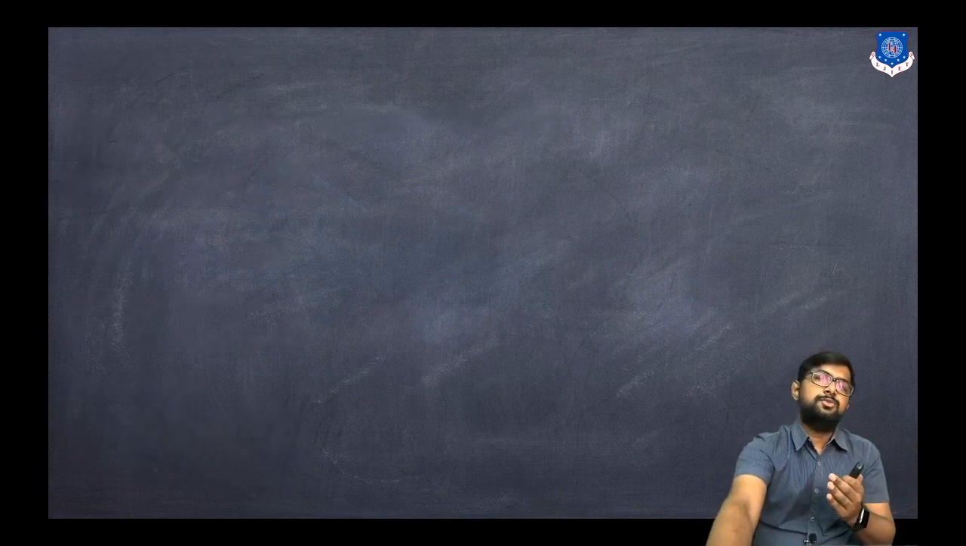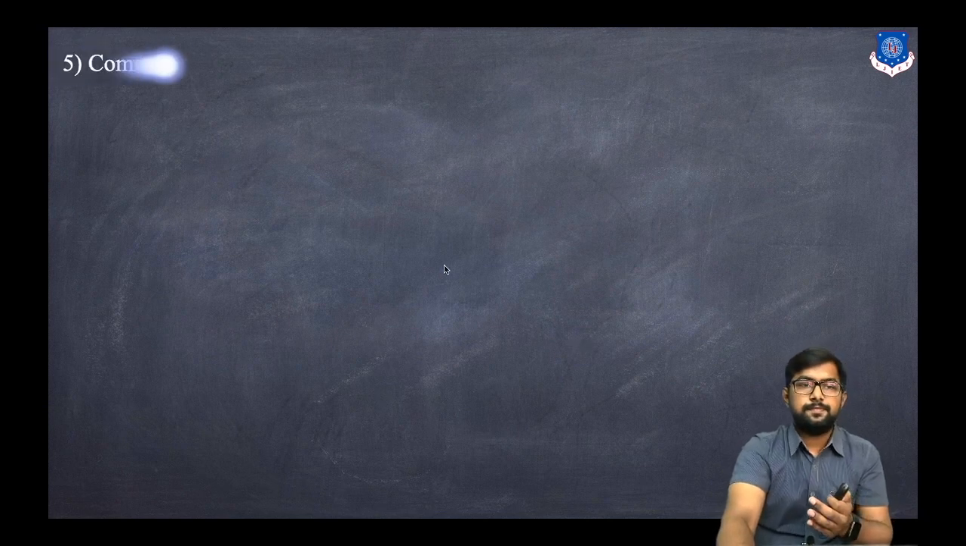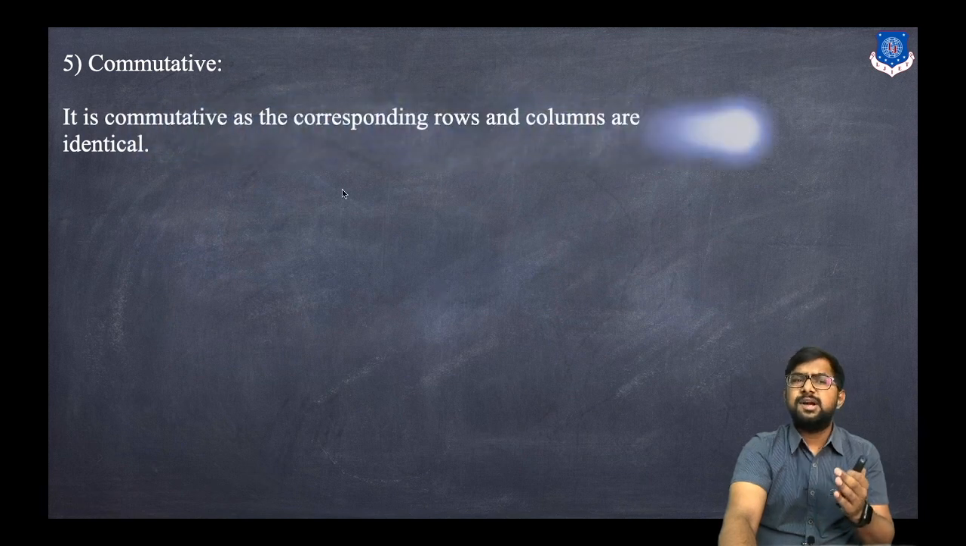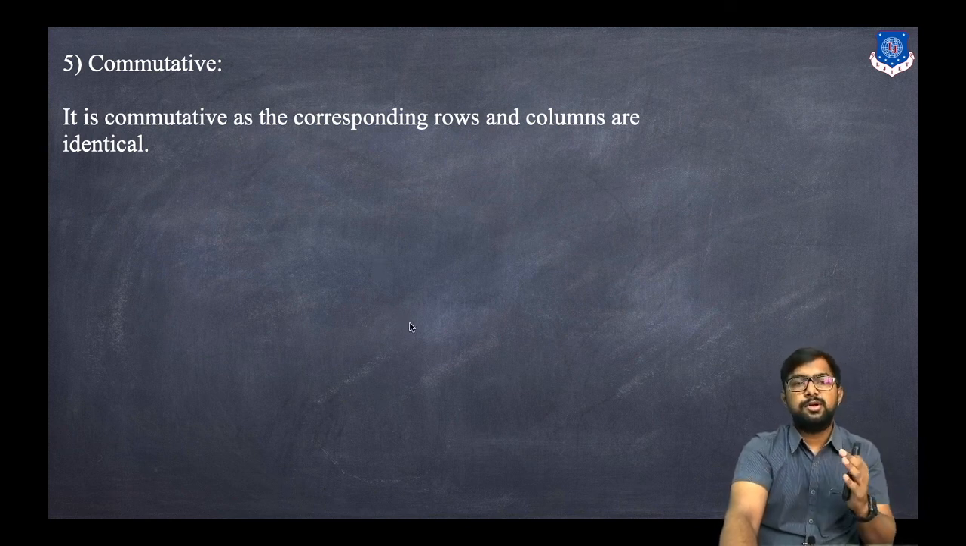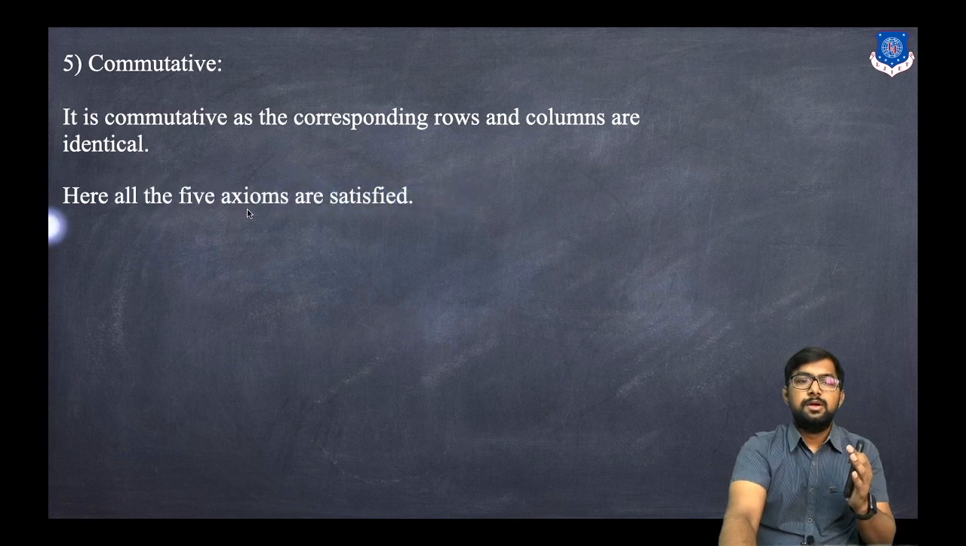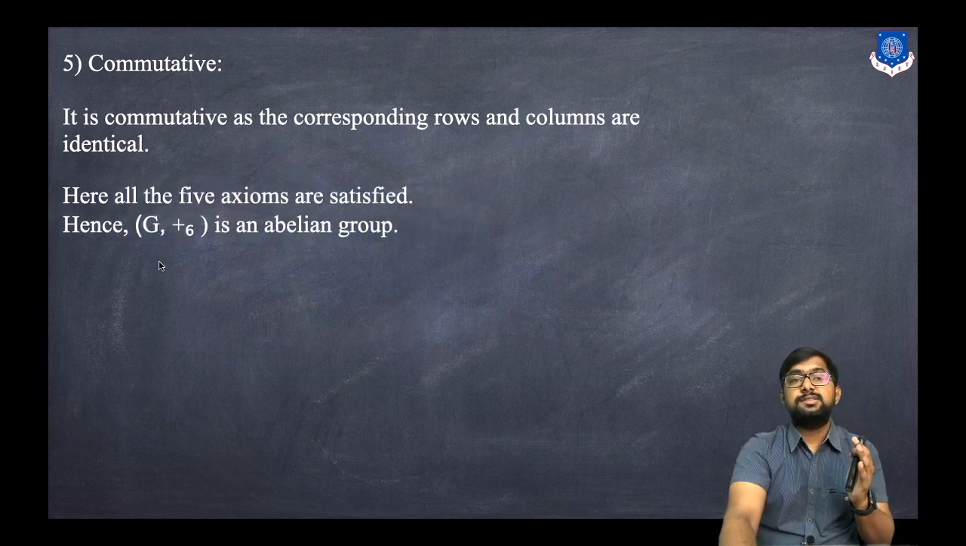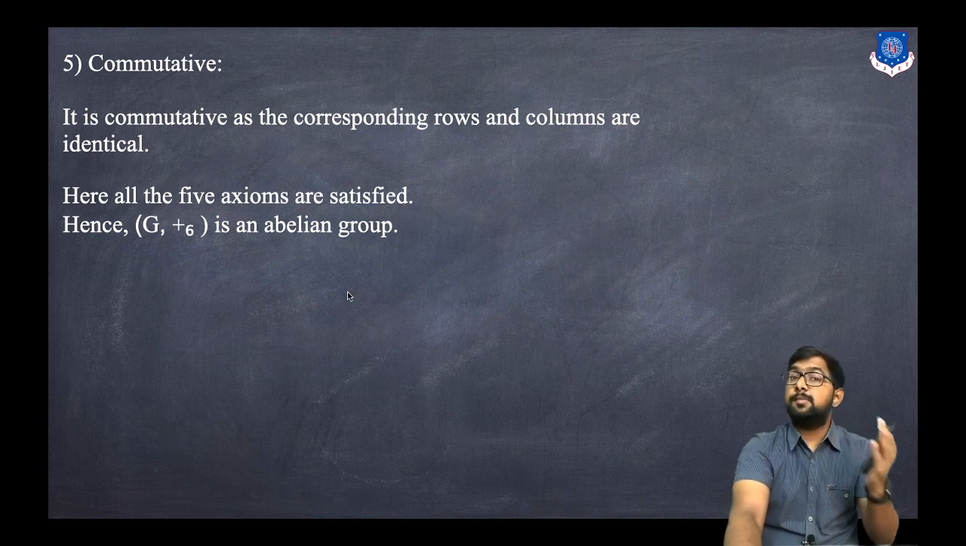Fine, so the inverse exists. Now the last one, the commutative property. It is commutative as the corresponding rows and columns are identical. So there is no need to worry about it. Hence all 5 axioms are satisfied. So this G with +6, that means addition modulo 6, is an abelian group.